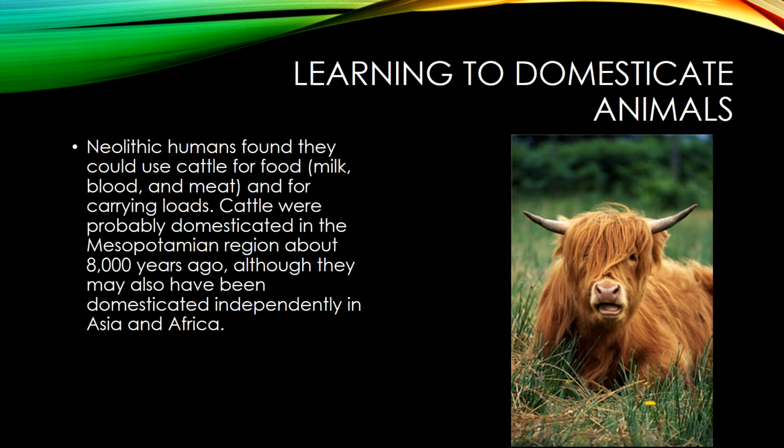Some of the animals that they domesticated, we'll take a look at a couple. You'll have to find the others on your own. The cattle was one of the animals that they domesticated. Neolithic humans found they could use cattle for food, for their milk, the blood, and the meat, and for carrying loads. Cattle were probably domesticated in the Mesopotamian region about 8,000 years ago, although they may also have been domesticated independently in Asia and Africa before this time. So we'll see that cattle is one of the major domesticated animals that they will use during the Neolithic period.